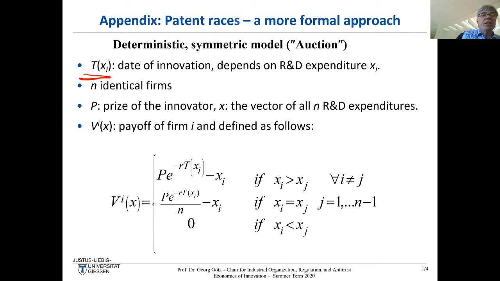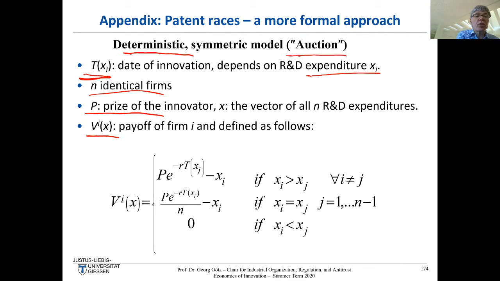If you have a deterministic model, it's actually an auction, then the date of innovation depends on R&D expenditure. You have n identical firms and you have the price of an innovator. And now if X determines your date of innovation and it's a deterministic model, of course you can immediately write down the payoff of the firms.